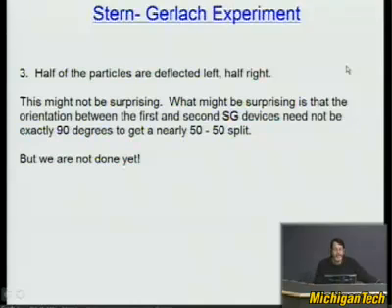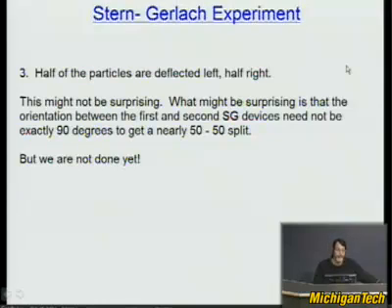So this one you could have guessed. Many of you in the studio audience and at home probably guessed this one. Half of them go one way, half of them go the other, sort of just like the first one. So even though they were all spin up, when you break them up, they're half spin left and half spin right. So the second, what might be surprising is that even if the orientation between the first and second Stern-Gerlach devices was not exactly 90 degrees, you still get a nearly 50-50 split.